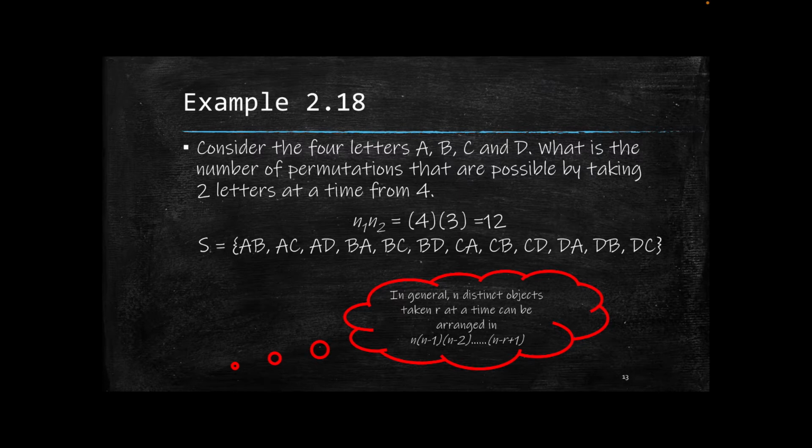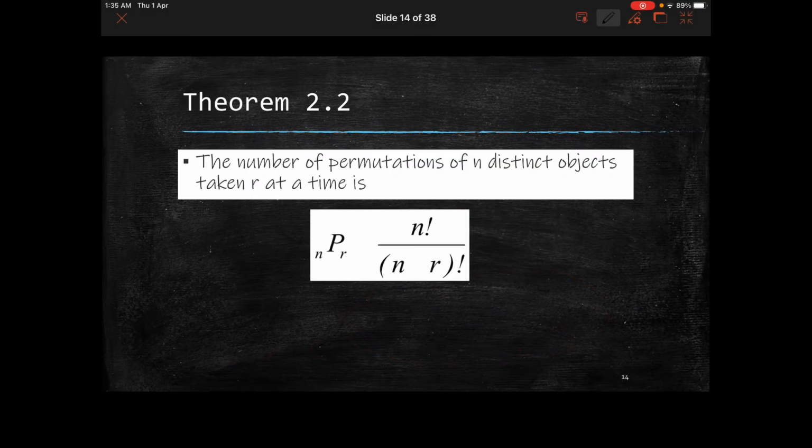In general, n distinct objects taken r at a time can be arranged in n times n minus 1 times n minus 2 and so forth. As for theorem 2.2, the number of permutations of n distinct objects taken r at a time is nPr equals n factorial over n minus r factorial.